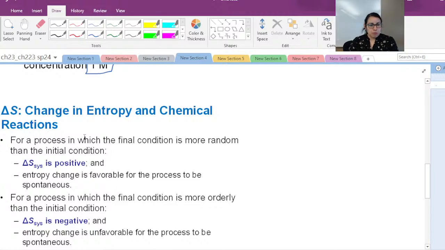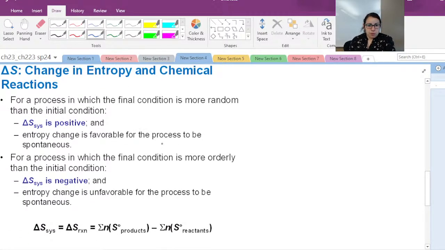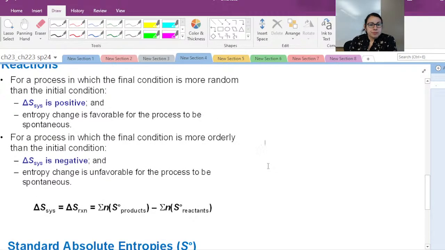And so now, when our process has a final condition that is more random, we're going to see that our change in entropy is positive. We could kind of predict that, like you saw with the states going from solid to liquid, solid to gas. And entropy change is favorable for that process to be spontaneous. So usually that helps drive your reaction forward. Think again of those ice packs. How does it work? Well, it has your entropy driving it forward, going to more chaos, so more favorable. And then, of course, if our final condition is more ordered, then our change in entropy is negative. That's unfavorable, but not saying it can't occur, just that it's only going to occur under certain conditions.